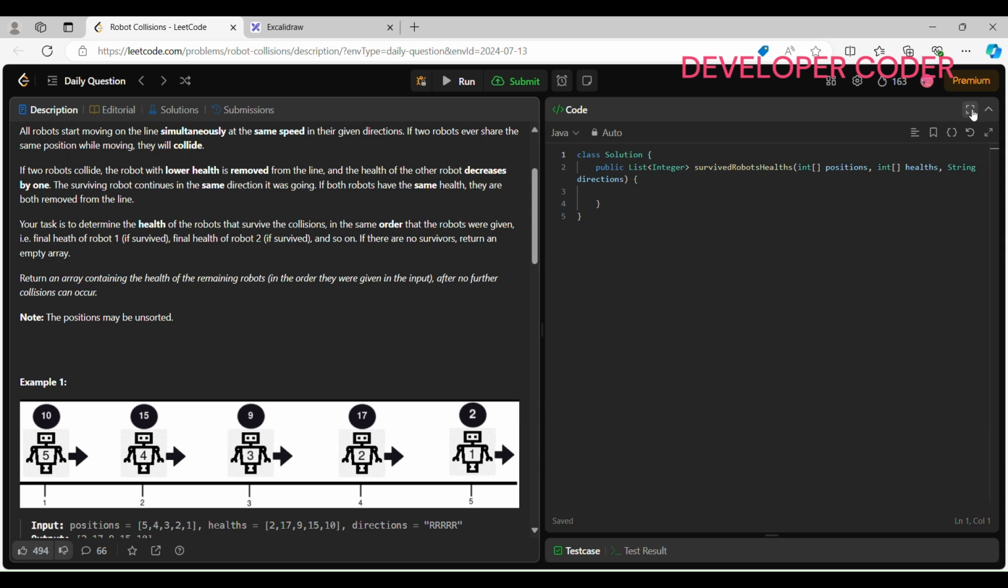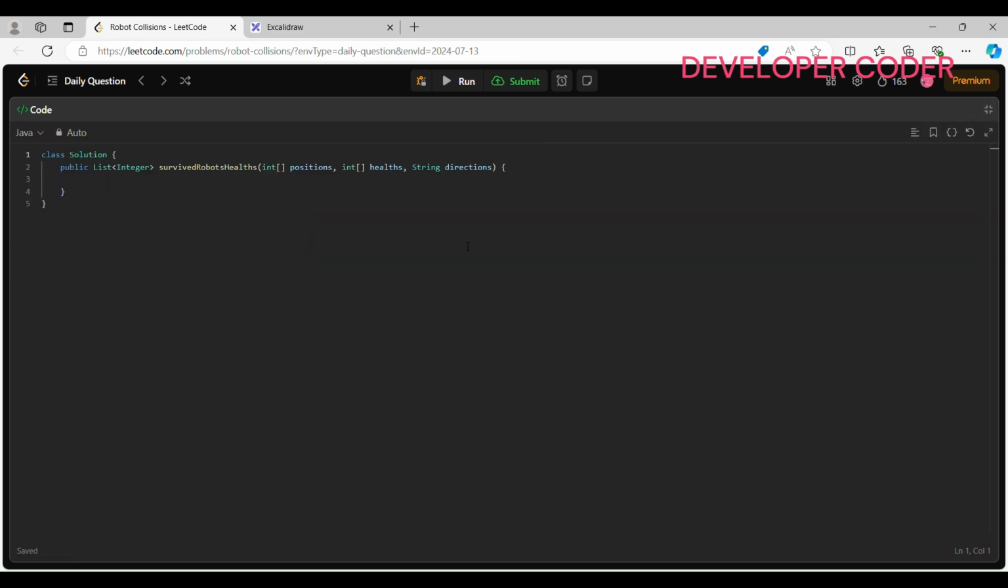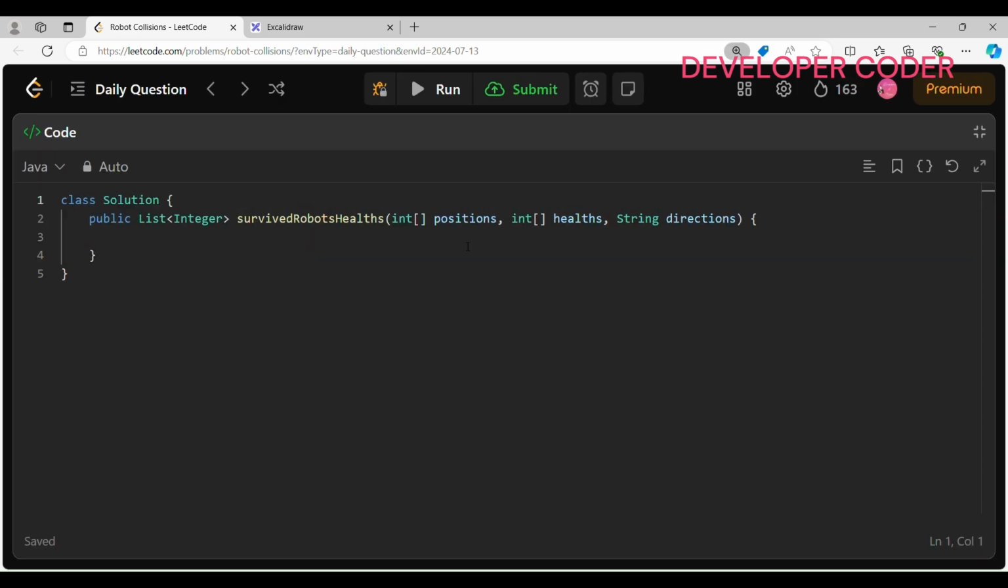Okay, so now let's move to the coding part. So in coding you guys will get a clearer idea. Okay, the code is going to be very simple. I don't know why LeetCode marked this problem as hard, but this is medium according to me.